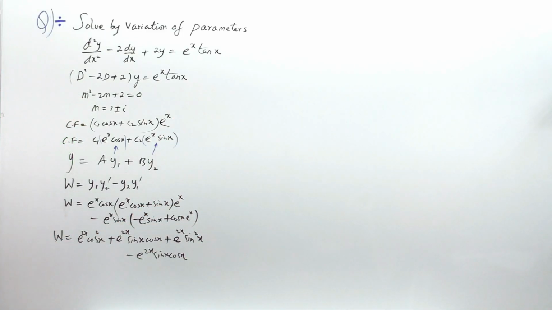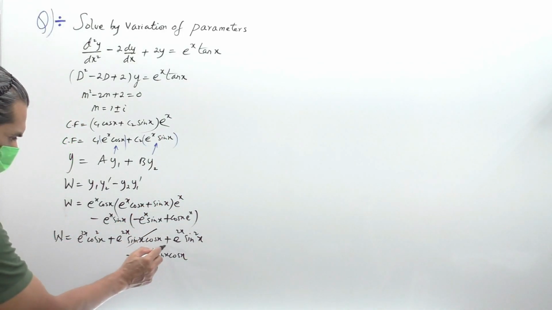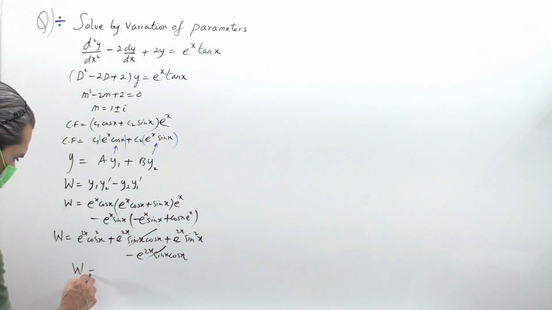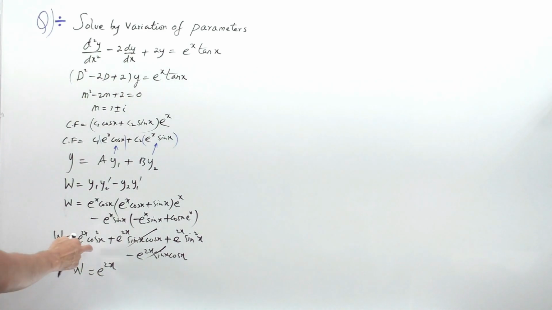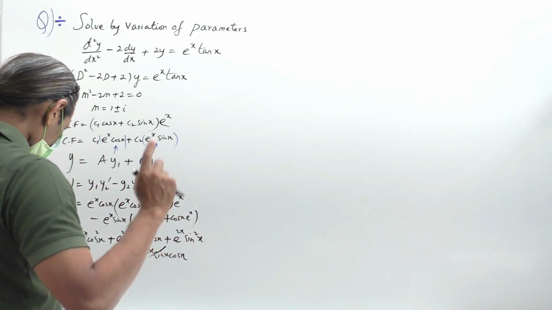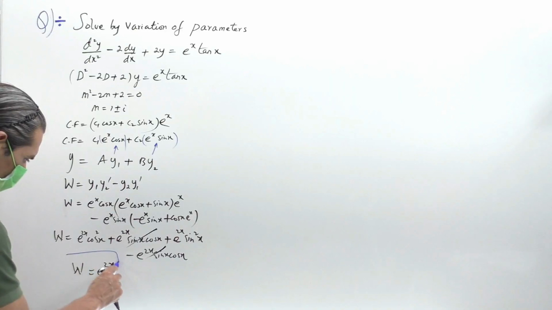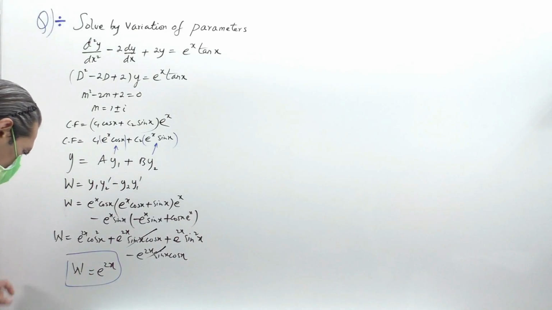Okay, I hope you got it till here. So, now this term cancels. So, W is equal to e raised to 2x. Why? Because e raised to 2x into the bracket cos square plus sin square is 1. Therefore, W is equal to e raised to 2x. So, please do underline the W.